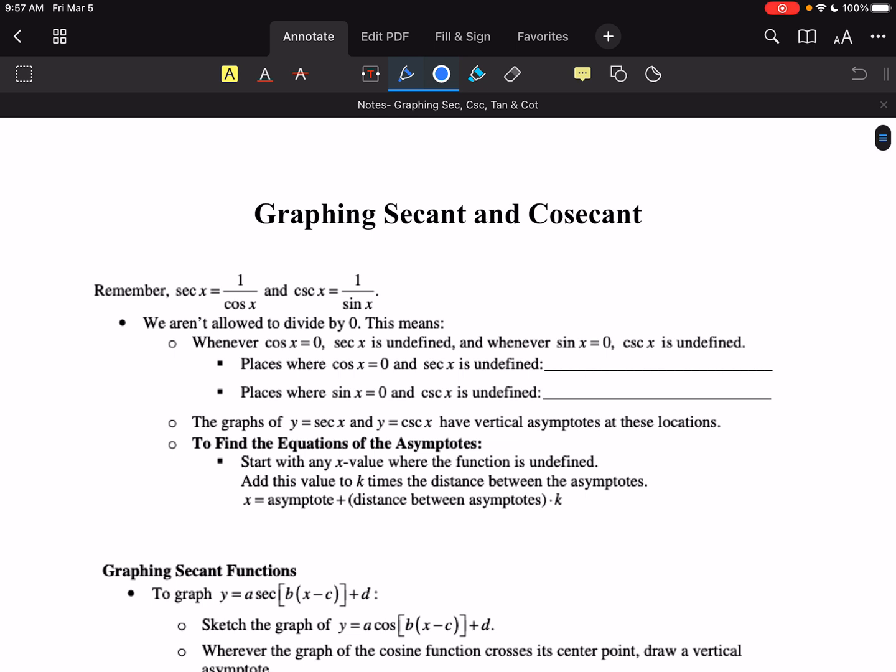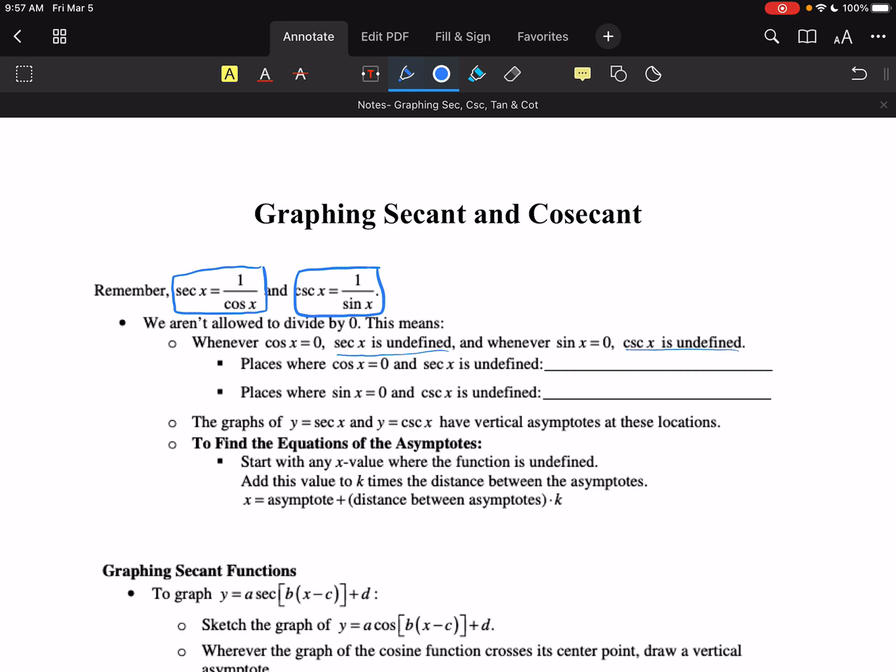Remember that secant is the reciprocal of cosine, right? So secant is 1 over cosine. Cosecant is the reciprocal of sine, so cosecant is 1 over sine x. Now, because we have these fractions, we have to worry about when the denominator is 0. So whenever cosine is 0, secant is undefined. And whenever sine of x is 0, cosecant is undefined.